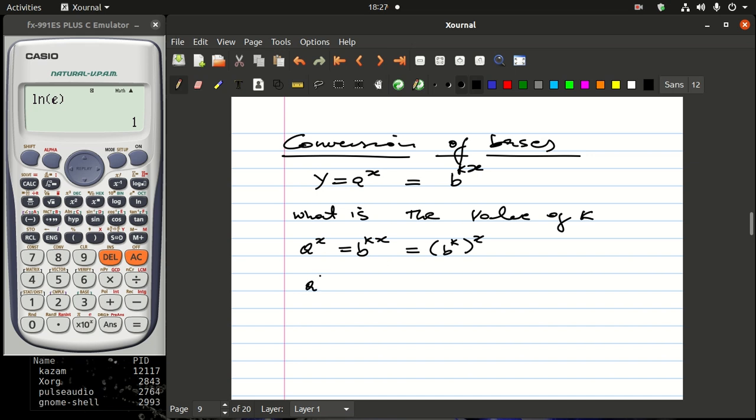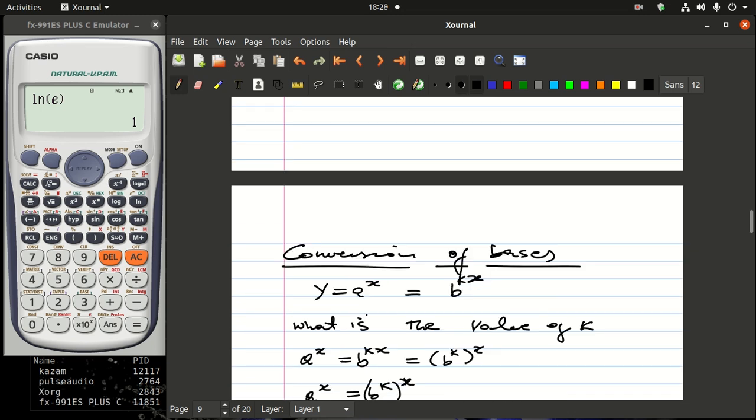In other words, we have a to the power x is equal to b^k all to the power x. So we have this nice thing here. I have an x here, I have an x there. x and x are the same, which means that because this is equal to that, I have a is equal to b to the power k. So what will be the value of k here?